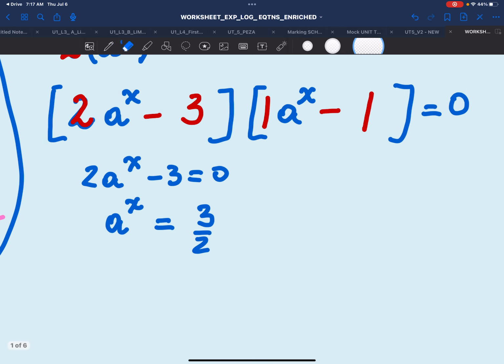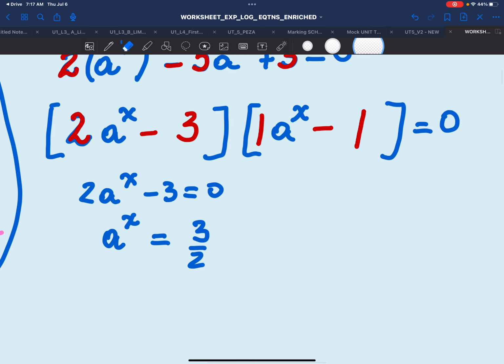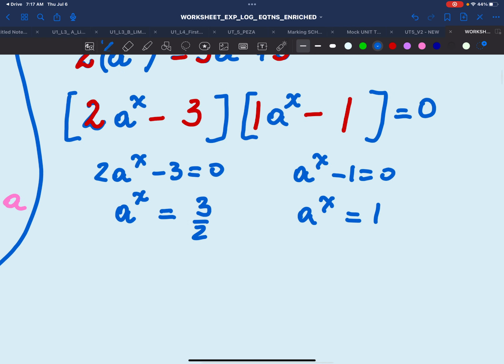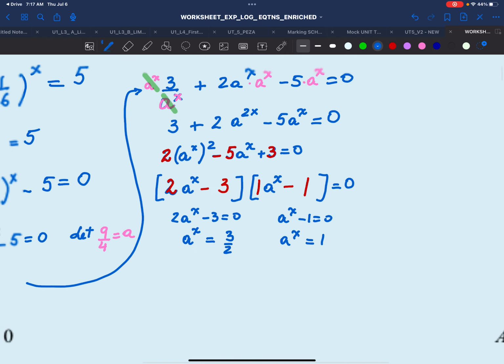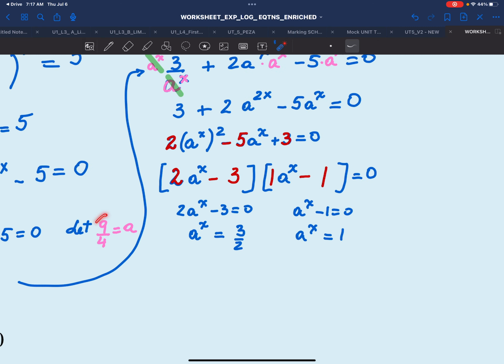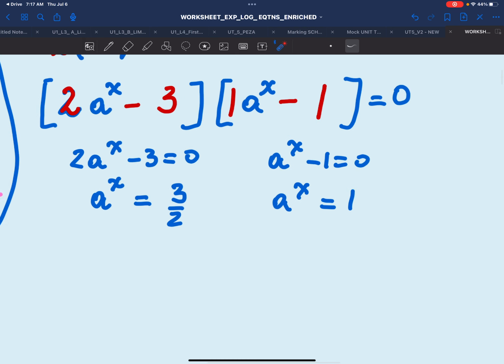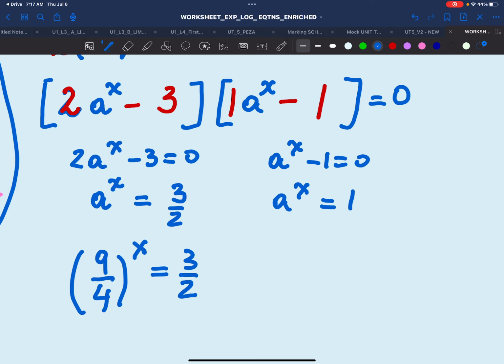So we got a to the power of x equals 3 over 2, and I'm going to leave it here for the moment and move on to the other factor. We're not done solving this equation. So a to the x equals 1. Now remember that a is a new variable that we brought in. It replaced 9 over 4. So if you want to solve for x, we need to bring 9 over 4 in and see what we get. So 9 over 4 to the power of x is 3 over 2, or 9 over 4 to the power of x equals 1.